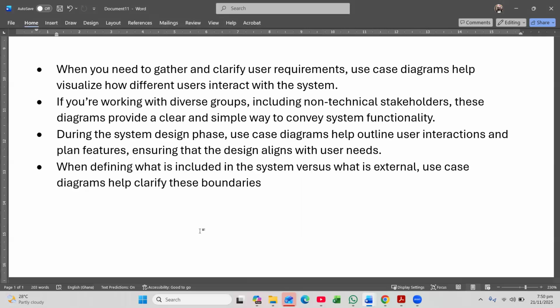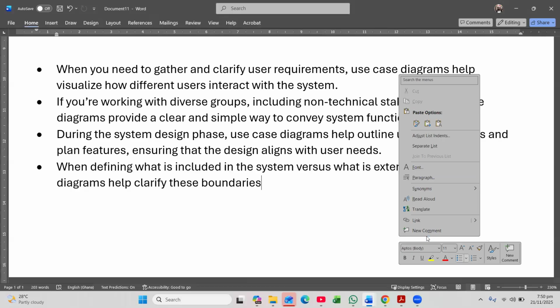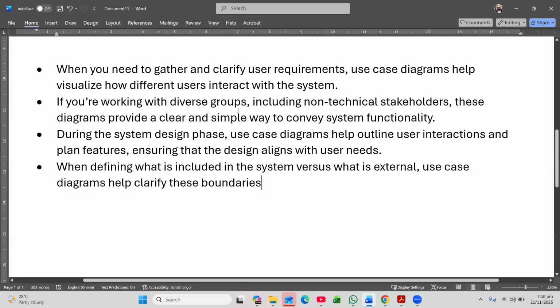And because the use case diagram takes a person and what they will do in the system, their use case, it is a good diagram to use when you want to understand what a user is going to do in the system. If you're working with diverse groups, including non-technical stakeholders, these diagrams provide a clear and simple way to convey the system functionality.